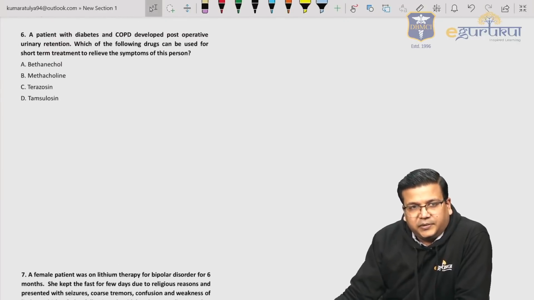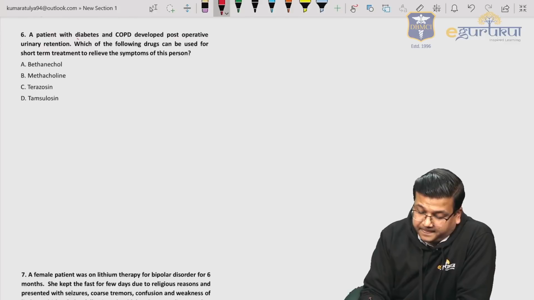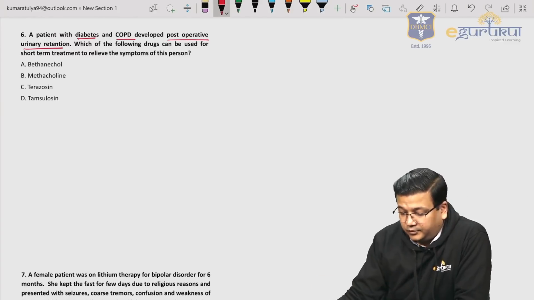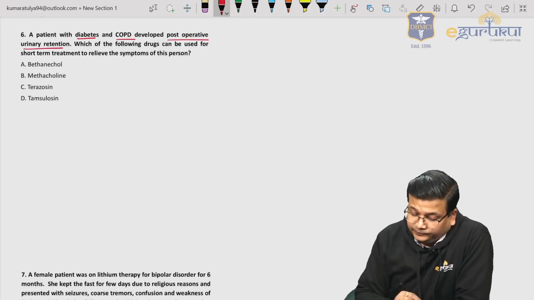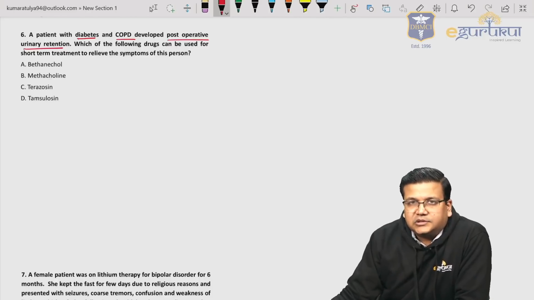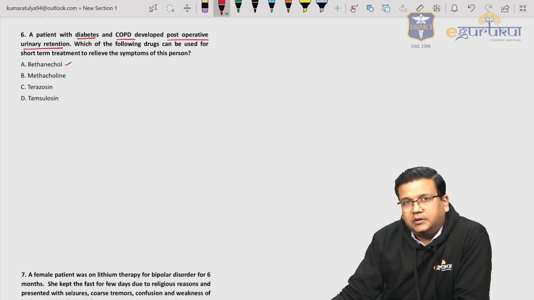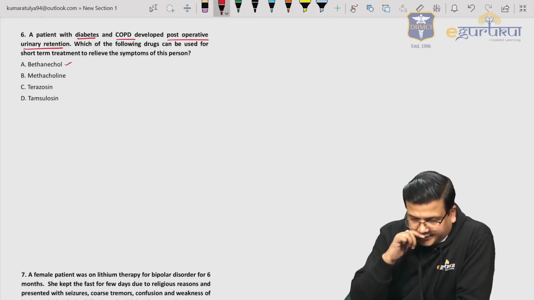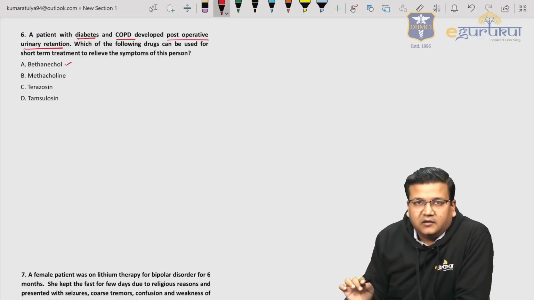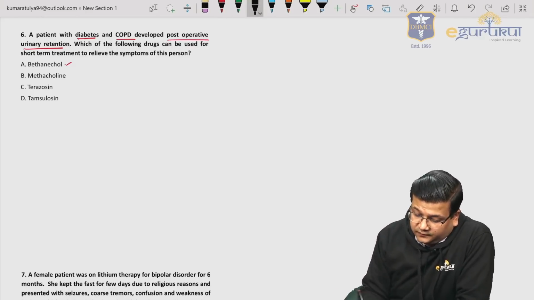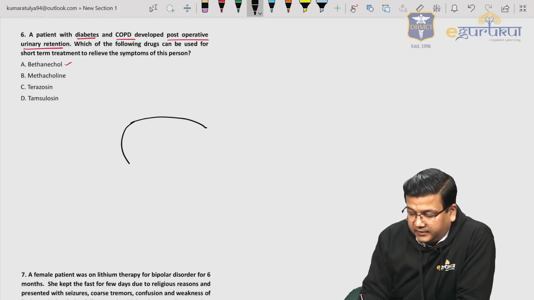Moving to the next question, a patient with diabetes and COPD developed post-operative urinary retention. Which of the following drugs can be used for short-term treatment to relieve the symptoms of this person? On the first look, this question seems like a very simple question. Patient has post-operative urinary retention. What is to be done? Generally, the answer is bethanechol, and that is what most people would like to think of. So what does bethanechol do? Let's look at this particular drug first of all. So we have the urinary bladder.